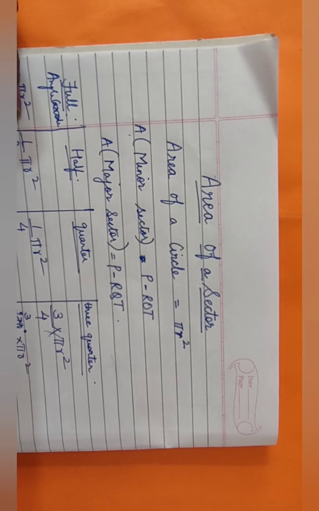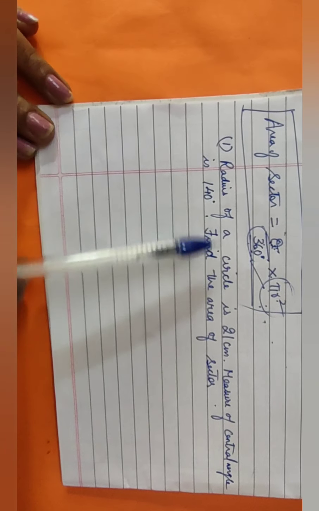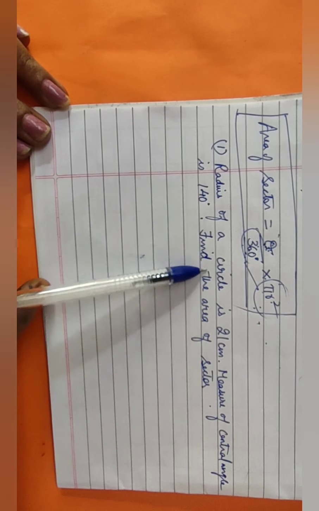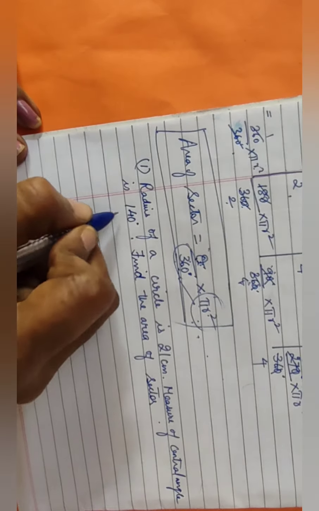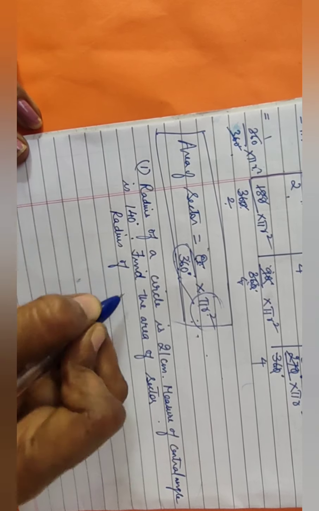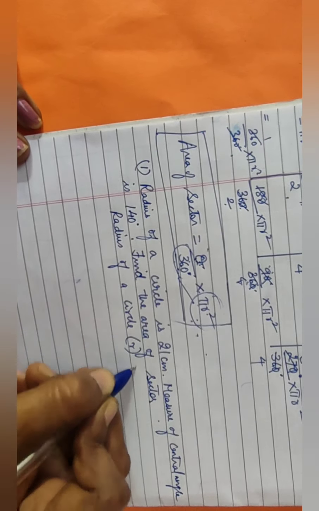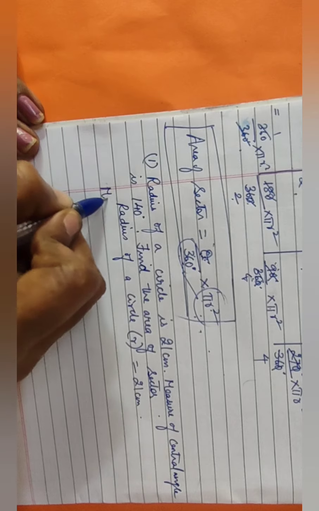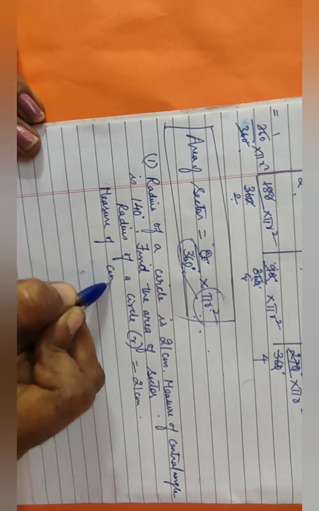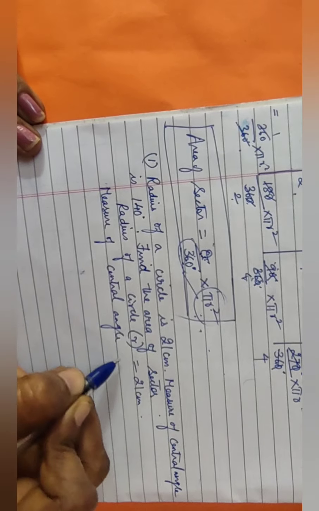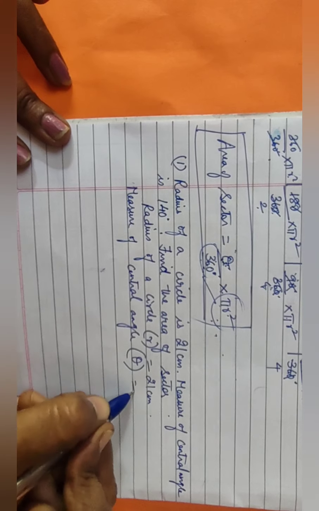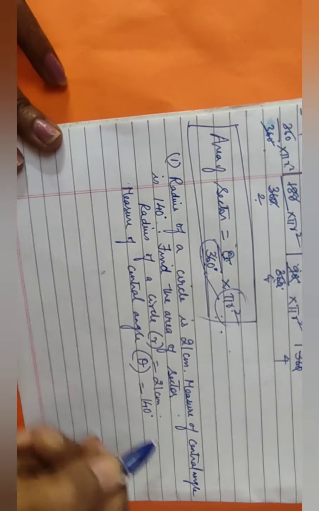I will teach you how to solve the sum of an area of a sector. If the question is given that, for example, radius of a circle is 21 centimeter and measure of a central angle is 140 degree, find the area of a sector. So let's pick up and write it. Radius of a circle is how much given? In bracket we will write r. That is 21 centimeter. And measure of a central angle, what is the symbol we use? Can you recollect? That is theta, and it is 140 degree. And area of a sector.